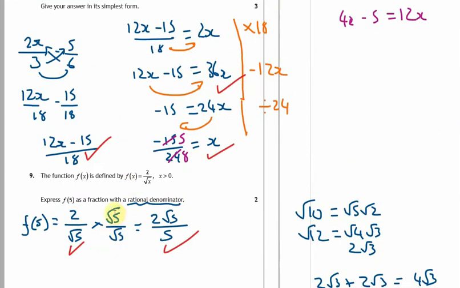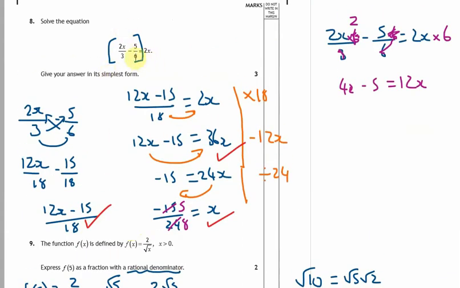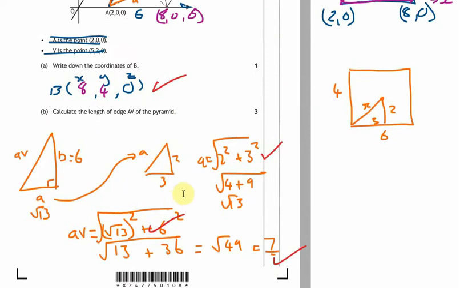Rational denominators, we times it by root 5 over root 5 to get rid of the root 5. That was fine. Here, yeah, we could have multiplied through everything by 6, but I did the smile and cross method on the left hand side first, and then actually multiplied through effectively by 18 on the right. But yeah, you could have multiplied this by 6, this by 6, this by 6, and that would have got rid of your denominators. Totally fine.